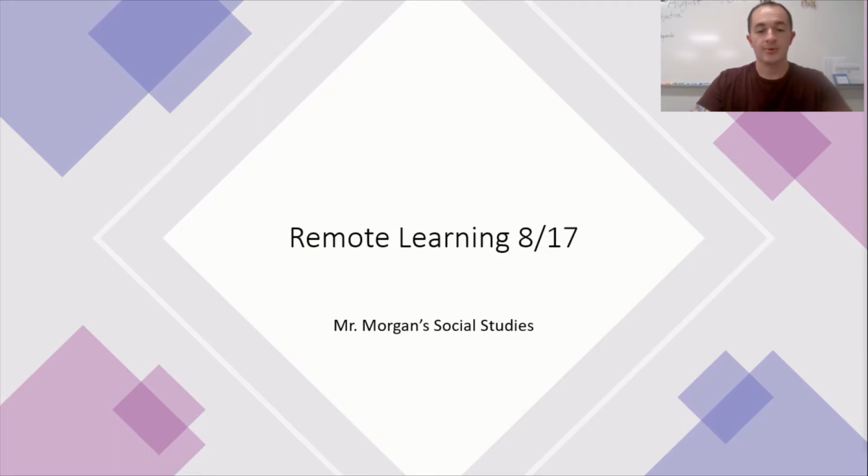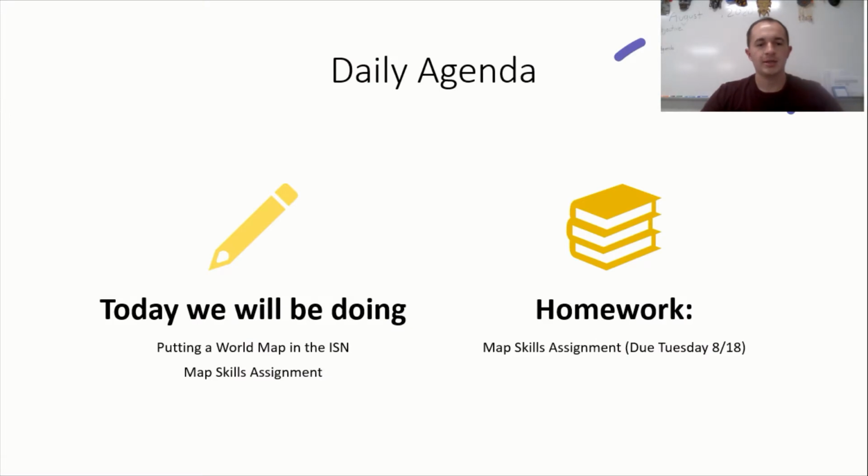On Friday, we will have our first quiz over the vocab and the continents. So make sure that any free time you have in class you use to do the geography vocab Quizlet or go through your notes in your ISN. Okay, today we will be doing a world map for our ISN and then practicing our map skills with an assignment on Canvas. The homework will be the map skills assignment, which will be due tomorrow or Tuesday, 8/18.